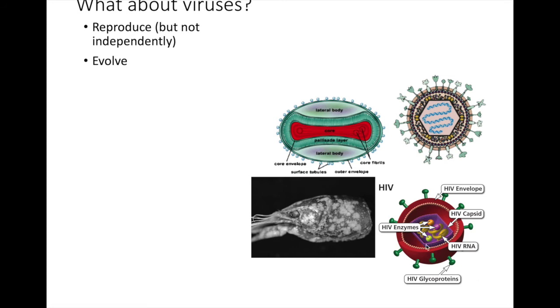HIV is one virus known to evolve very, very rapidly. Some viruses, such as the pox virus, which we see here, or I believe this is a flu virus, does have... Oh, no, that's a coronavirus. That's a little RNA virus, sorry. The pox viruses do have DNA in them.